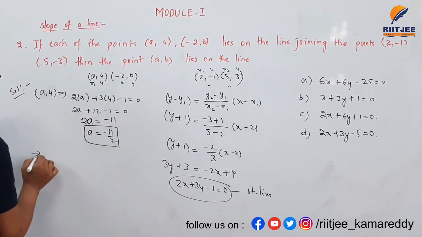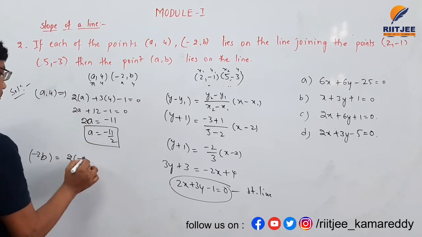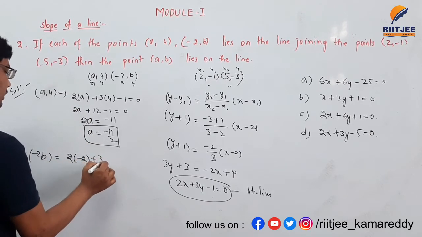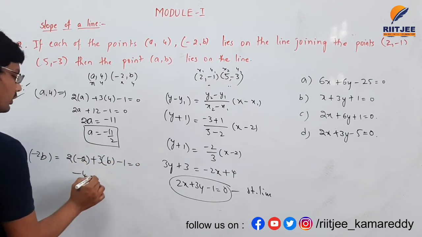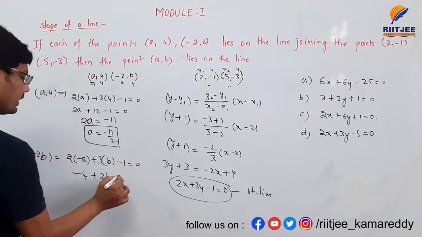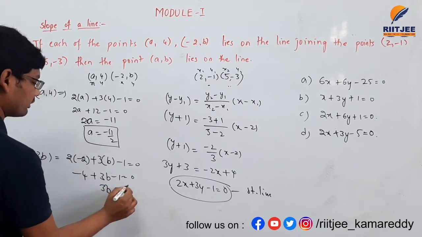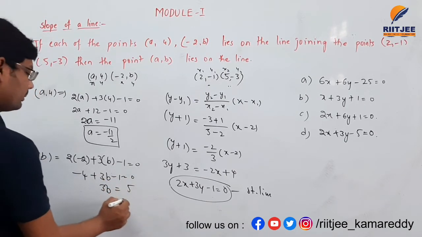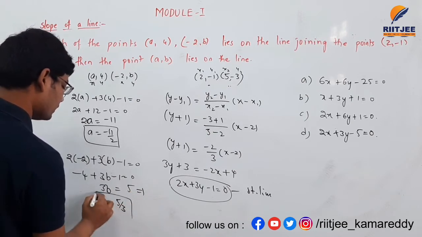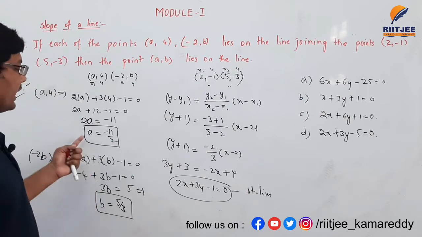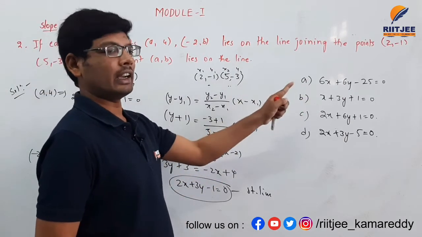And this point (-2, b), if you substitute it in this expression: 2 into -2 + 3 into b - 1 = 0. So -4 + 3b - 1 = 0. -4 - 1 is -5, that becomes 5 here. So 3b = 5, that implies b = 5/3. So let's substitute the a and b values in this expression. It should satisfy as 0.